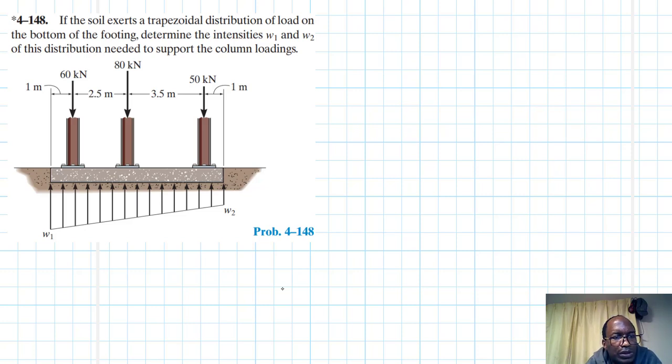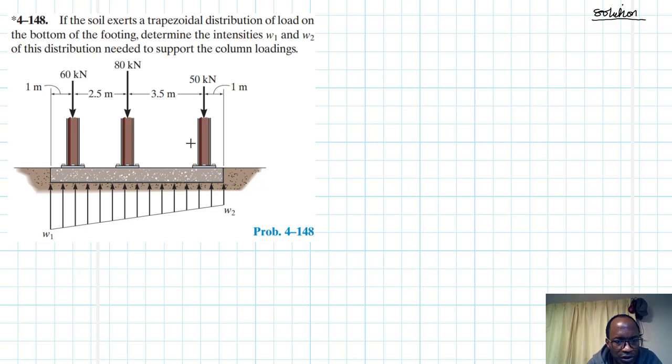The problem reads: if the soil exerts a trapezoidal distribution of load on the bottom of the footing, determine the intensities W1 and W2 of this distribution needed to support the column loadings. This problem is coming from the Engineering Mechanics Statics textbook, 13th edition by R.C. Hibbeler.